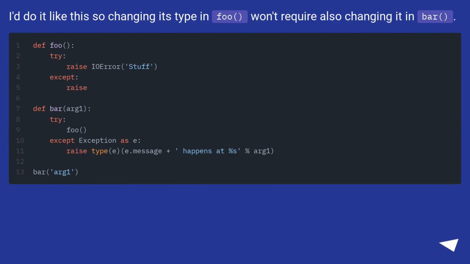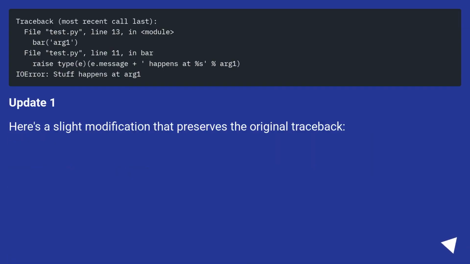I'd do it like this, so changing its type in foo won't require also changing it in bar. Update 1. Here's a slight modification that preserves the original traceback.